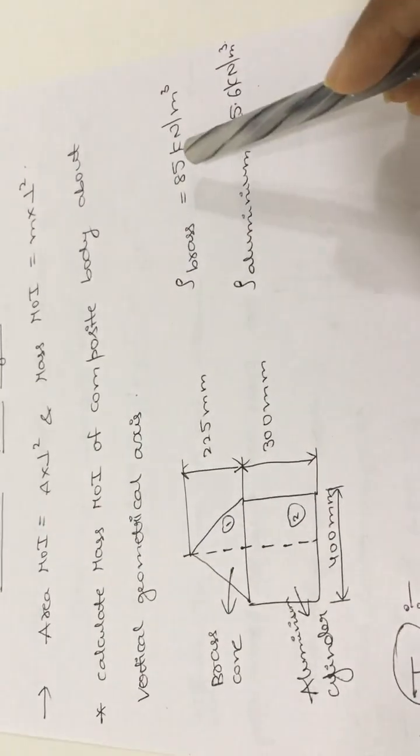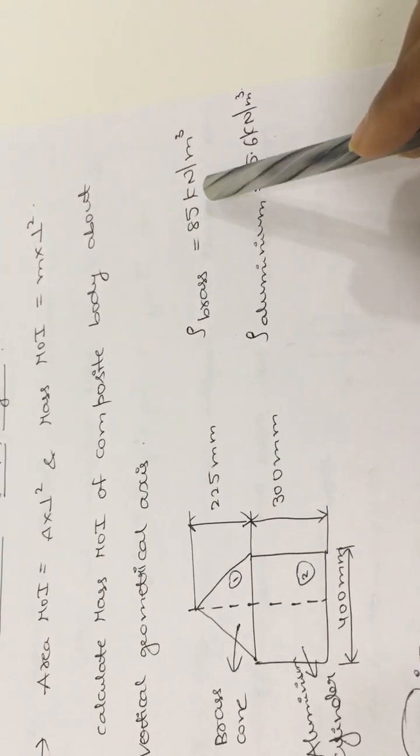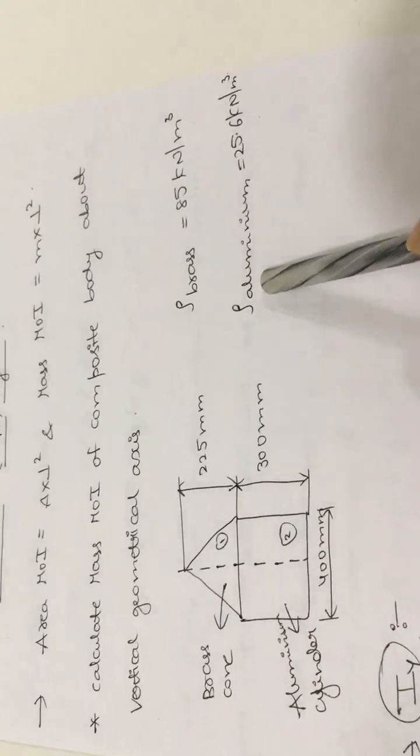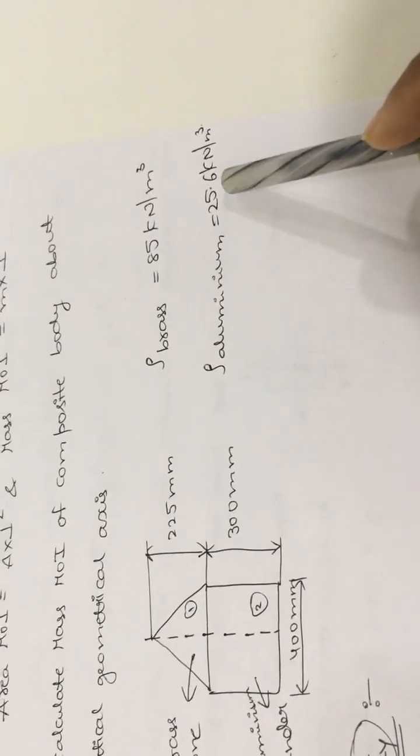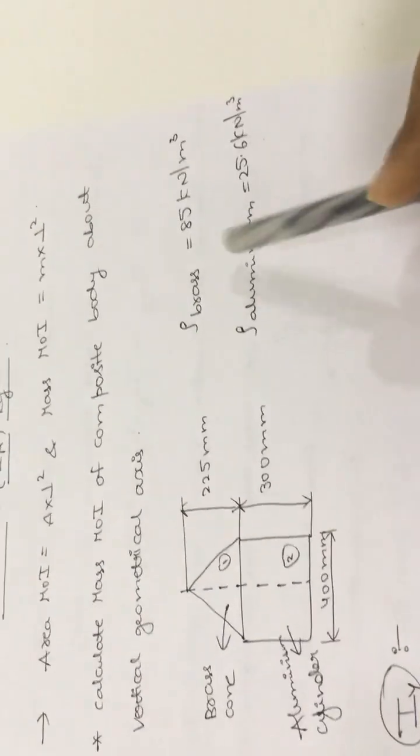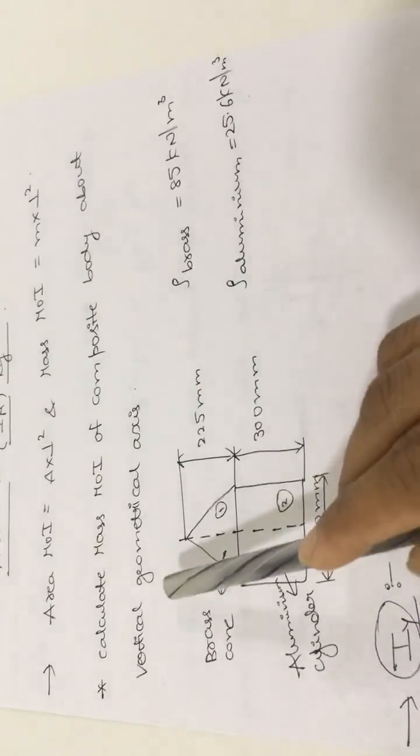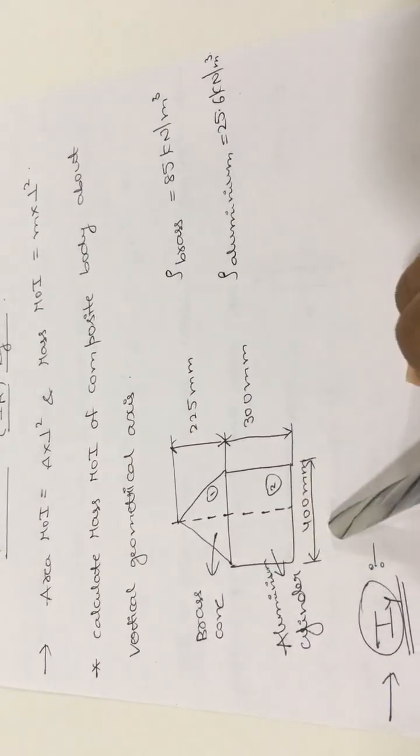So in this complete composite body, two sections are there. The first section is a brass cone and the second section is an aluminum cylinder. For the brass cone, the density is given as 85 kilonewton per meter cube, and for the aluminum cylinder it is given as 25.6 kilonewton per meter cube. So density values are given for this composite body, and we need to calculate the Iy value. Iy is the mass moment of inertia about the vertical geometrical axis.